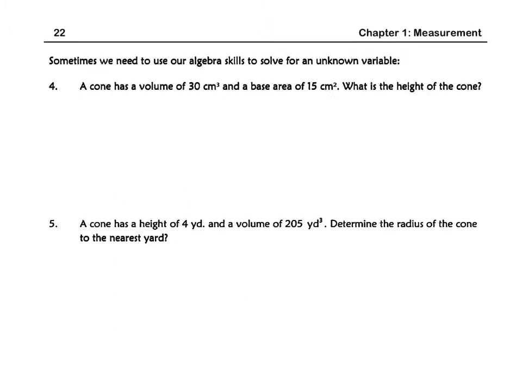Question number 4 involves rearranging and using algebra skills to solve for an unknown variable. So it says a cone has a volume of 30 centimeters cubed and a base area of 15. What's the height of the cone? So volume of a cone is pi r squared times height divided by 3. So we know that the answer for the volume is 30.